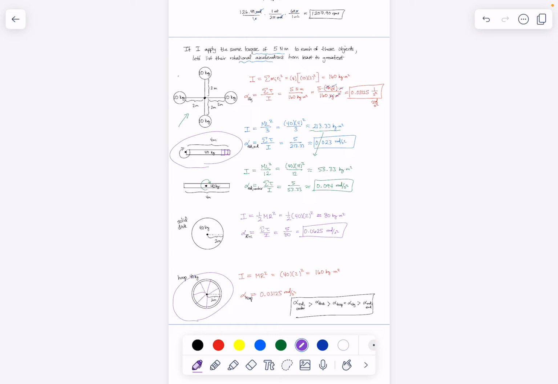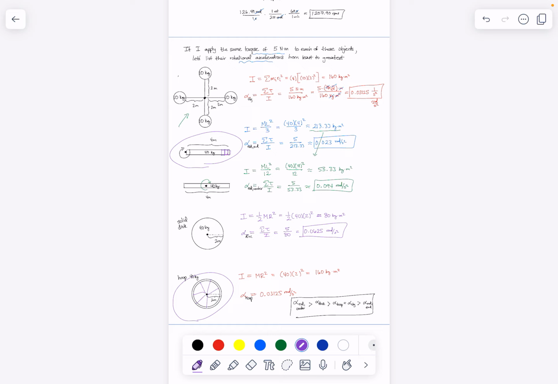So I thought this would be a really cool little way to see how to calculate moments of inertia, or in other words, rotational inertia for different kinds of objects. So I hope this was helpful. I hope this is clarifying some stuff.